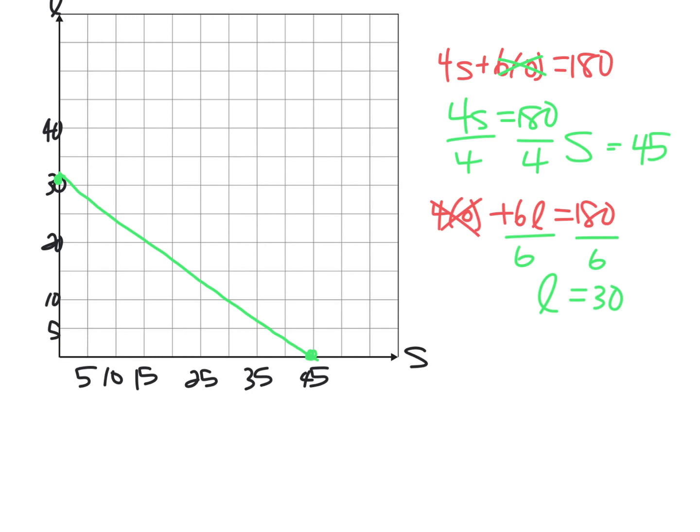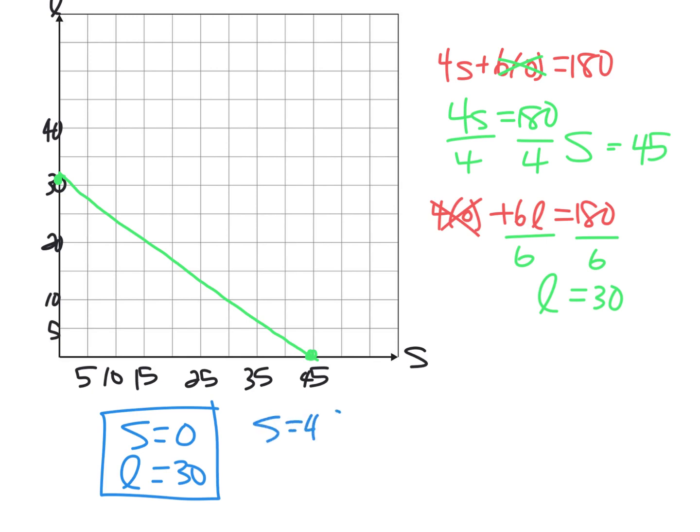So we could have S equals 0, L equals 30. That's one combination of tables that we could use. We have 0 small tables, 30 large tables. Or we could have S equals 45 when L equals 0. That is also a combination of tables.